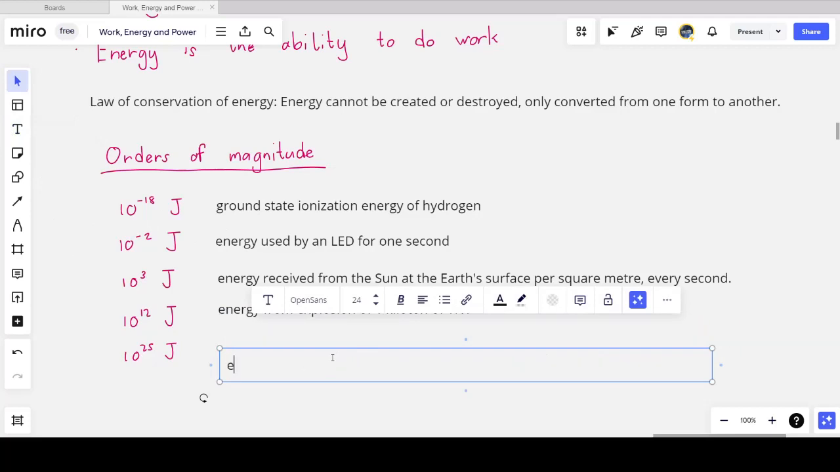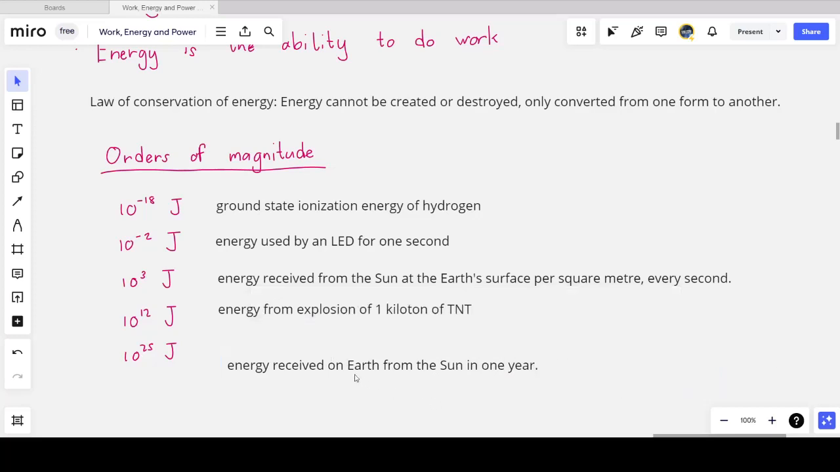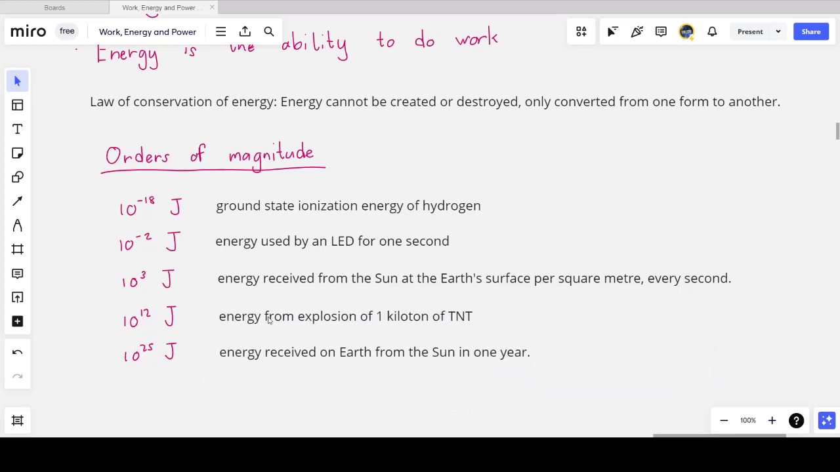But 10 to the 25 is the total energy received on Earth from the sun in 1 year. So now we're considering the entire Earth, and all of the radiation energy that we receive from the sun in 1 year on the Earth's surface would be 10 to the power 25 joules, which is a lot of energy. If we could harness all of it, we would not have any energy issues.